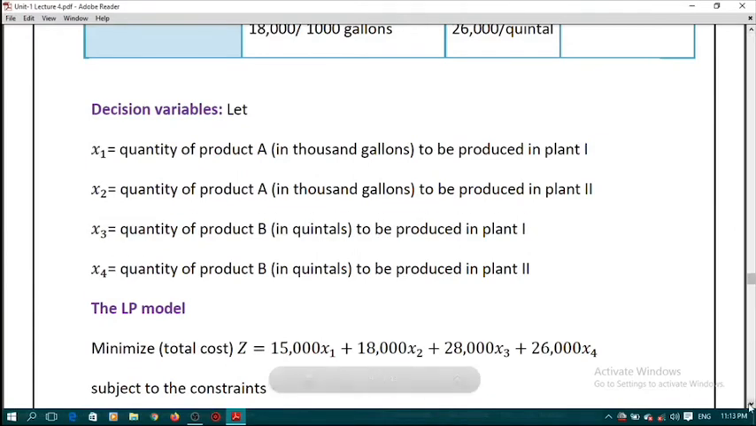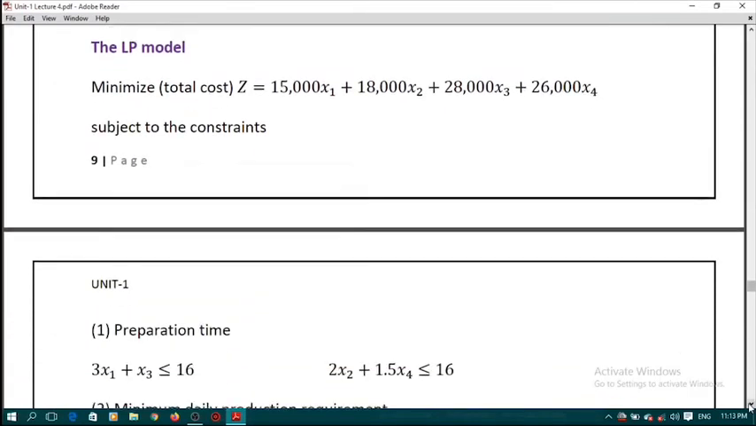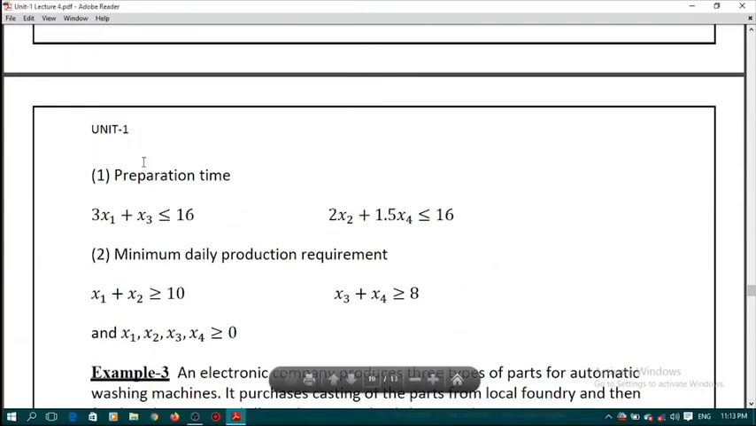Now, subject to the constraints. Preparation time is 3x1 plus x3 for plant 1, which is less than or equal to 16, and this one is for plant 2: 2x2 plus 1.5x4, which is less than or equal to 16.